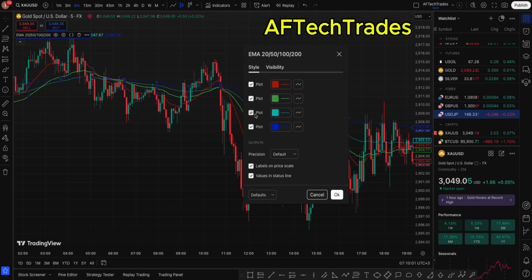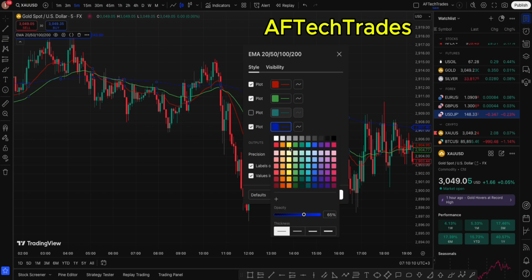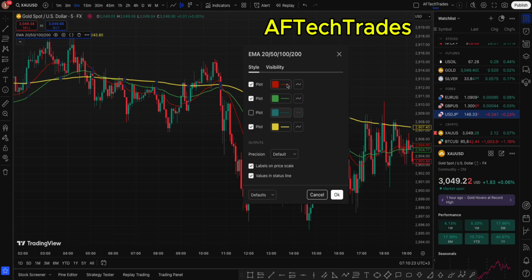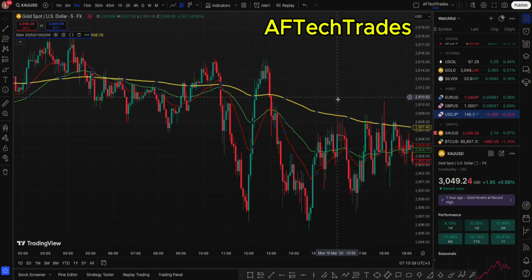Now the third one, we don't need this 100 one with this strategy I want to show you. Just remove it, untick it. Then this last one, which is the 200, you can change it to, let's say, yellow, for example, different from the other ones, right? So now our indicator is set. This is a very simple strategy that works on all time frames, on all currency pairs. You can use it on crypto, on forex market, anything. So you click on OK, right?